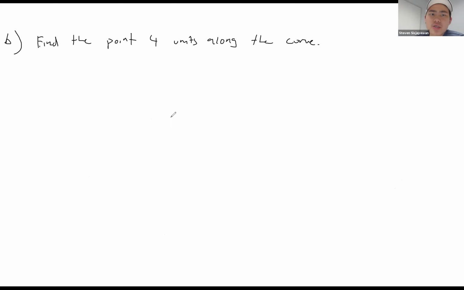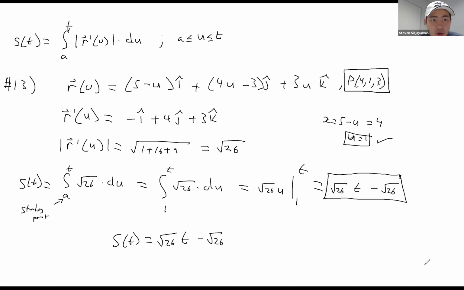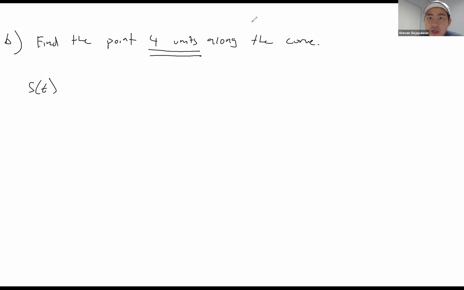All right, so essentially they give us a distance. What we notice about S of t is that, sorry, let me erase this real quick. Instead of a time actually being given, they give us a displacement, or a distance basically. What we can do is take the S of t function, which was S of t is equal to square root 26 t minus square root 26.